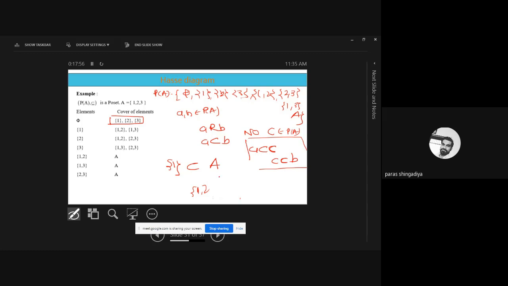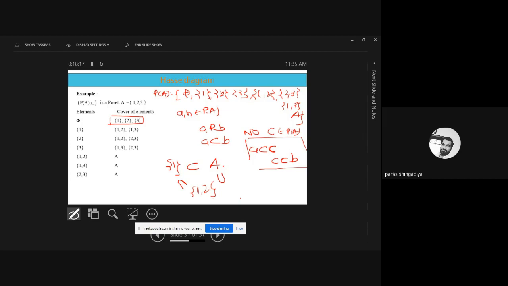Okay, {1,2} is given in between {1} and capital A. Clear? And clearly {1} is a subset of {1,2}, and {1,2} is a subset of A, because A means all the 3 values, 1, 2, and 3. So clearly {1,2} is a subset of A, which means there exists such a C as {1,2}, which satisfies A subset C and C subset D.